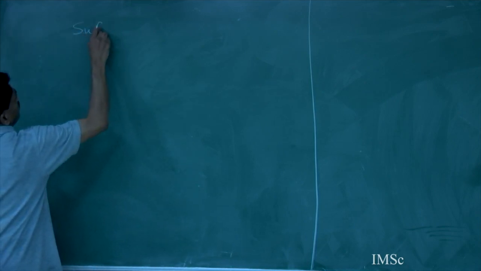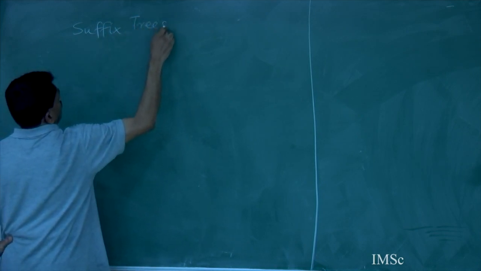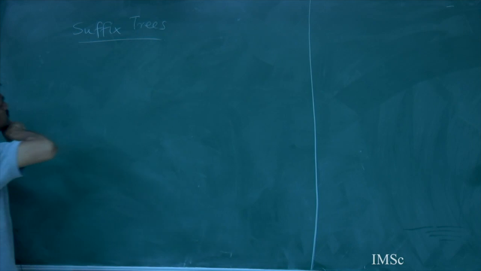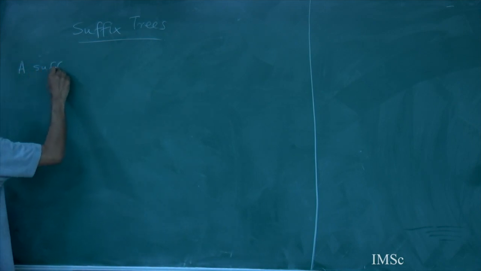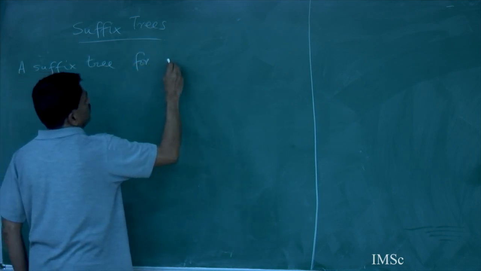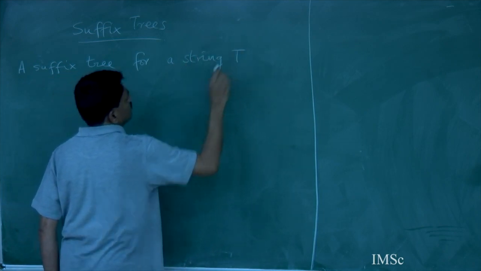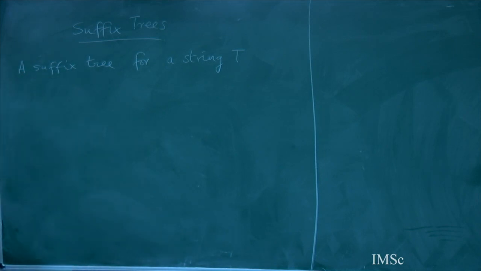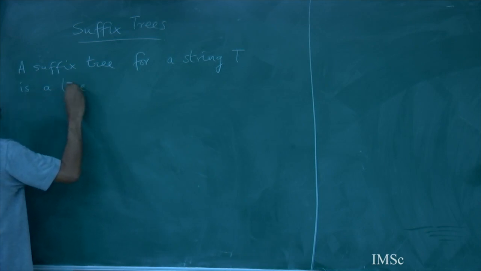Okay, so we were looking at suffix trees. So what is a suffix tree? A suffix tree for some string, typically the text which you are asked to pre-process, is a trie of suffixes of T.